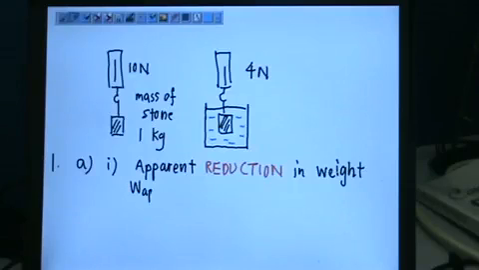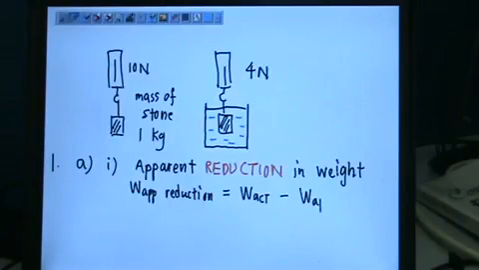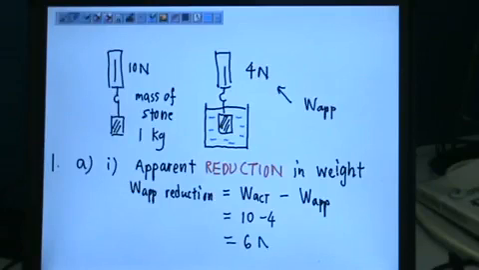Apparent reduction equals to the actual weight minus the apparent weight. This is apparent weight. So you have 10 minus 4 equals to 6 Newton.